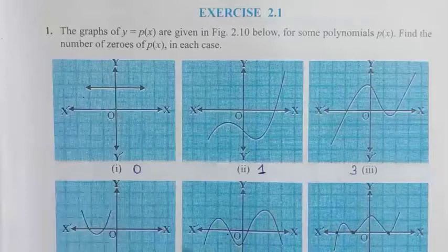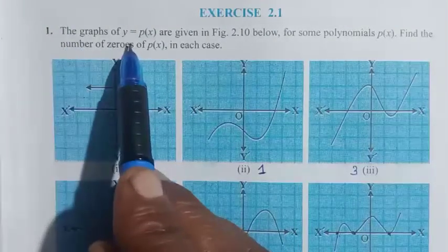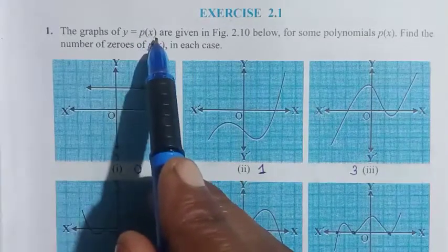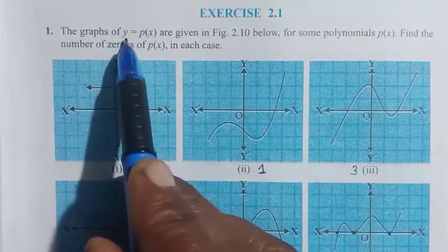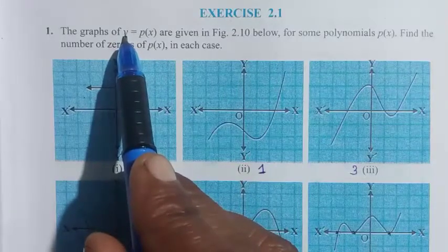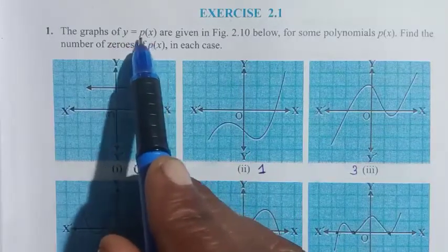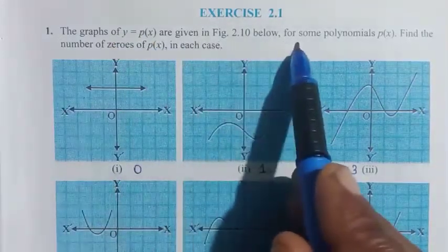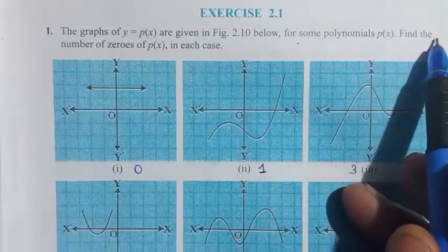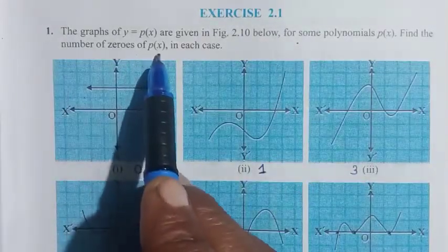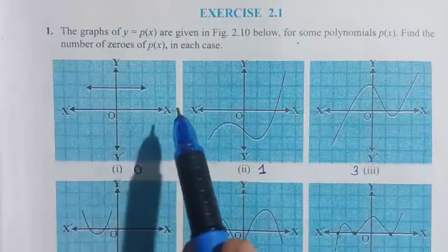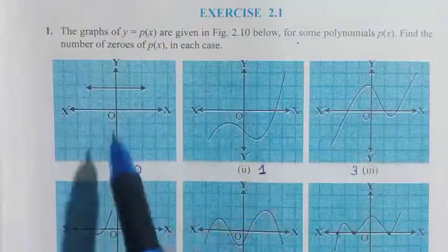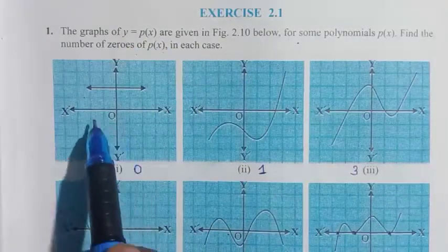Here is the first exercise. The graph of y equals to p(x). p(x) means this is x coordinate and this is y coordinate, this is ordinate and this is abscissa. The graphs are given below. For some polynomial p(x), find the number of zeros of p(x) in each case. Means you have to find out the abscissa of this graph.